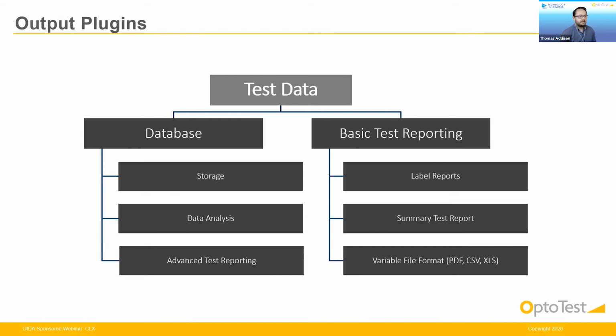I'll start with the right, which is our basic test reporting. These are things like a label report. We give the software a template. It can output the data into an Excel template and automatically create a label, print the label for you on a successful test. It can also do things like a specialized Excel template report. So you customize the template, we configure the software, it exports that data to that template. So you can save it as a PDF, a CSV, XLS, etc.